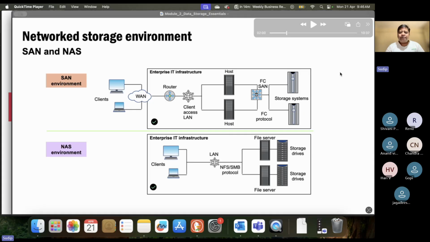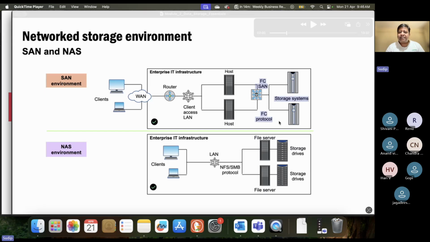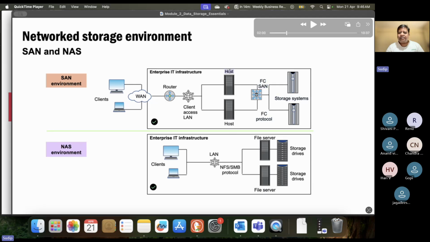So in a SAN, these hosts, these servers, are the ones who have control of the file system, and hence they are the ones who will initiate read and write operations to the disk drives inside the storage system, inside all these components. So the file system resides here on these servers. That's the architecture of a SAN.